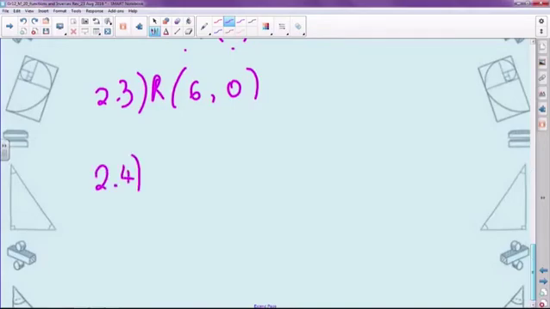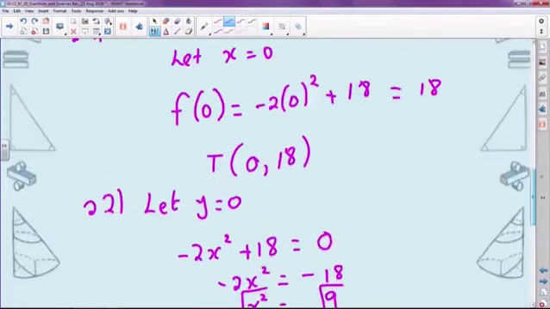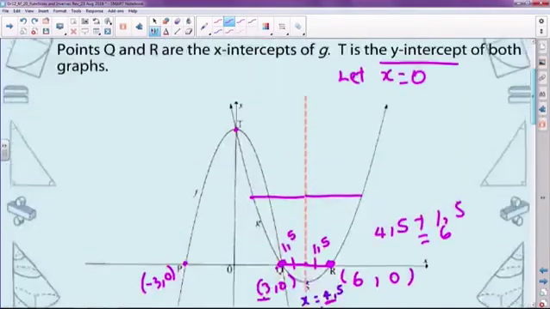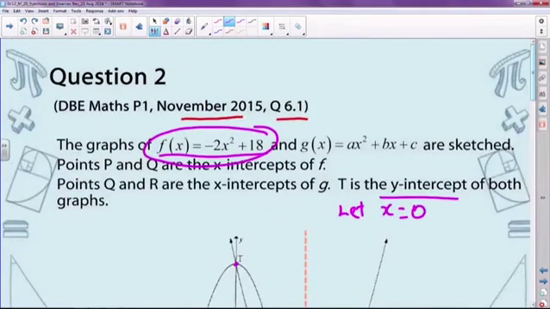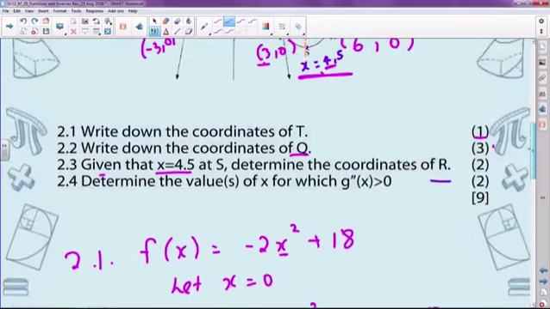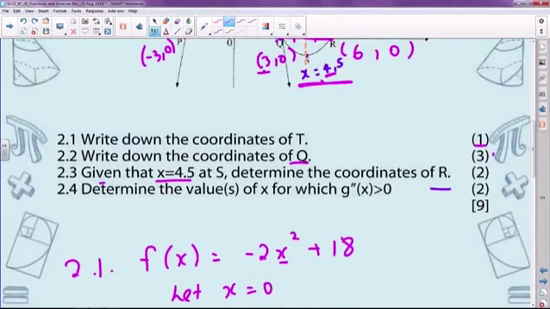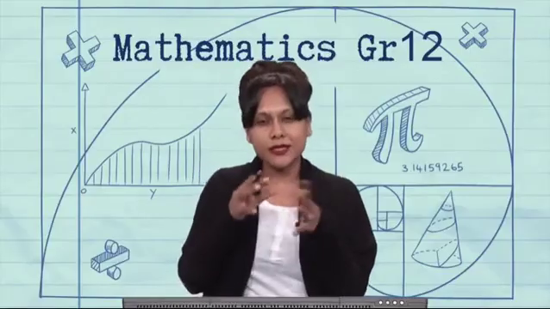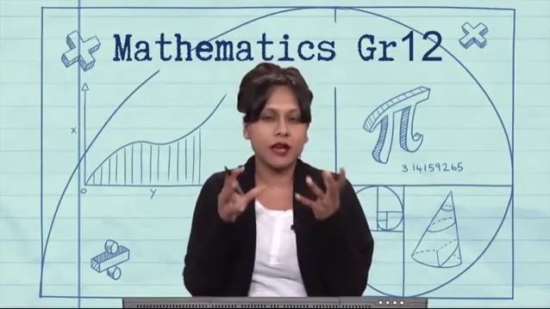Okay, and now we'll have a look at the next one, the last one for question 2. For those of you who have just joined us, remember this is coming from the DBE Maths Paper 1, November 2015, question 6.1. We are asked for part 2.4 to determine the values of x for which the second derivative of g is positive. Remember what the second derivative tells us, or what it gives us information about when we're talking about graphs. The second derivative tells us about the concavity.